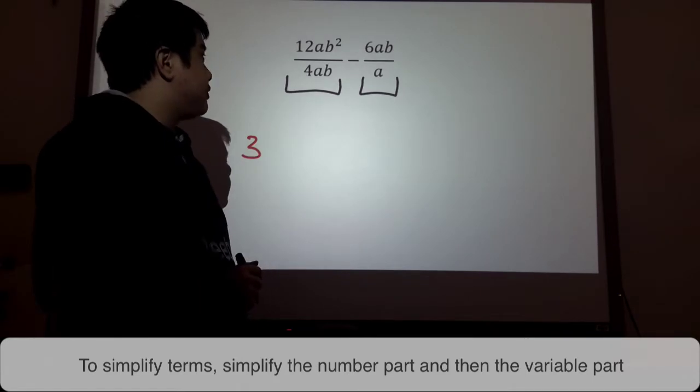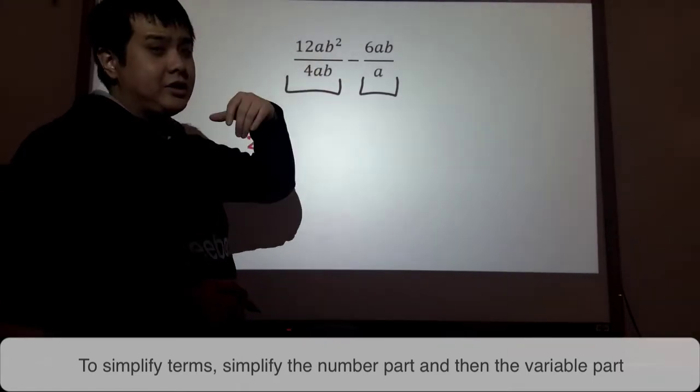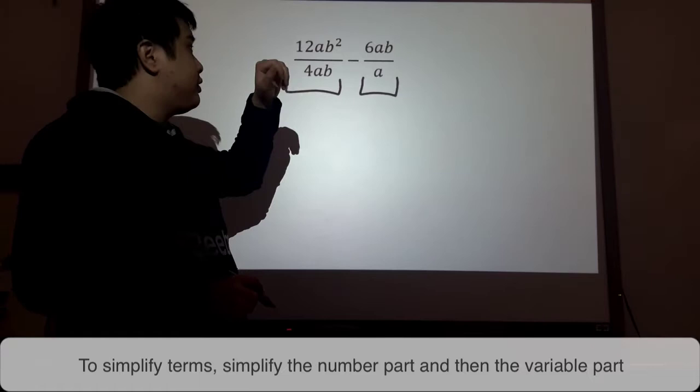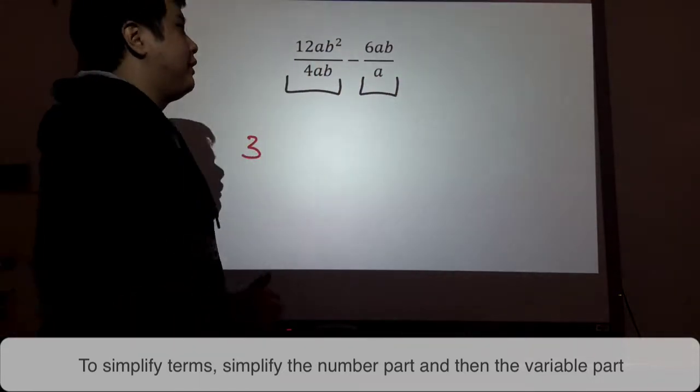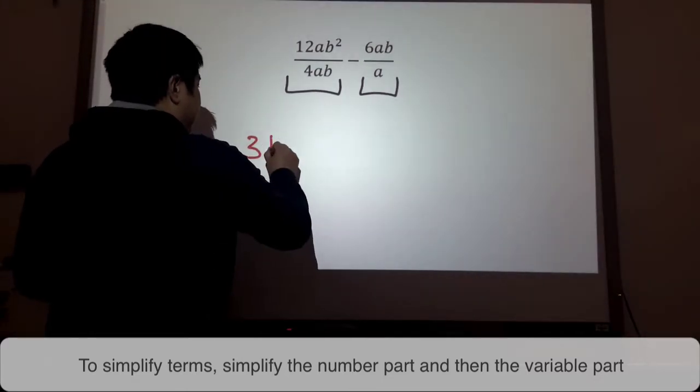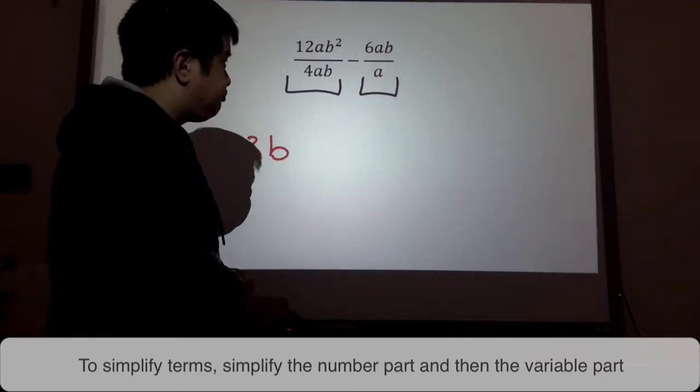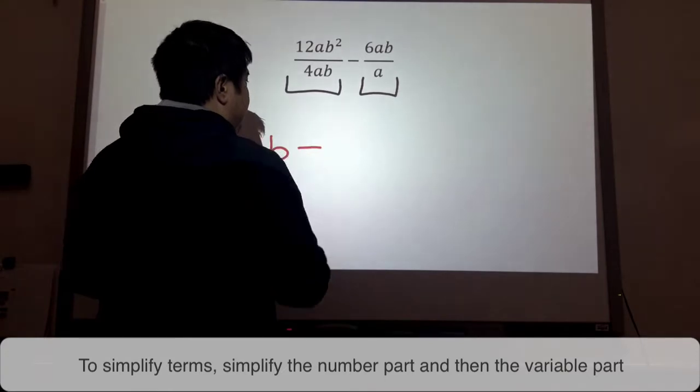Now let's take a look at the variables. We have 1 a at the top, 1 a at the bottom. Those cancel out. We have 2 b's at the top, 1 b at the bottom. So therefore, there's going to be 1 b left over. Once we cross out, we get a single b. We put our subtraction sign in.